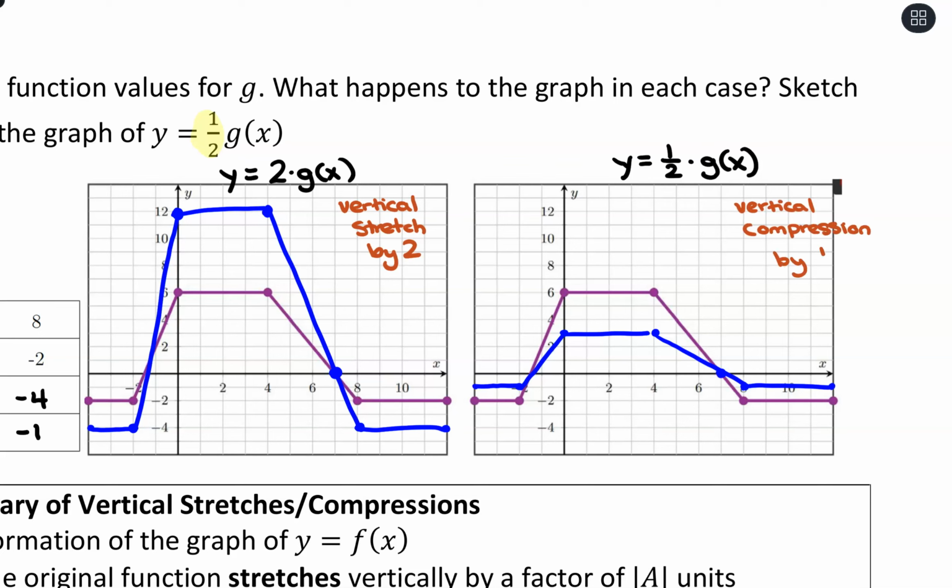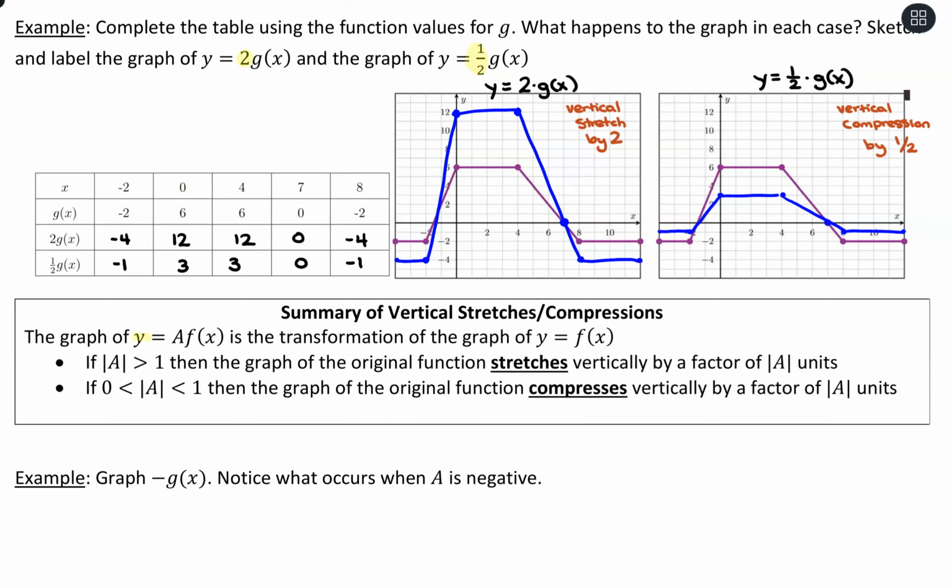So our summary is, if we are multiplying our function on the outside by a number, if that absolute value is more than 1, it stretches vertically. If that value is a fraction between 0 and 1, it compresses vertically by a factor of that numerical value.